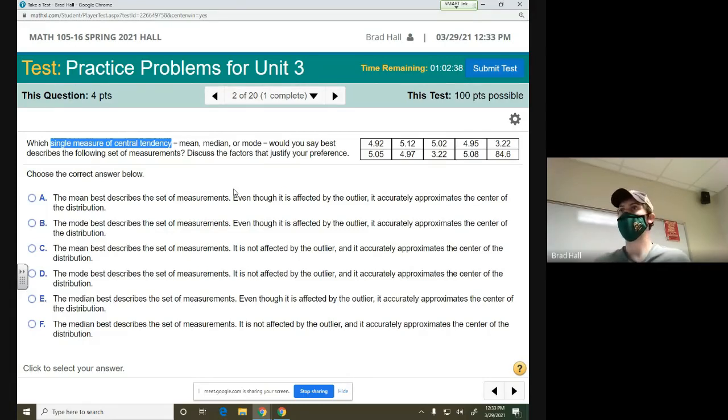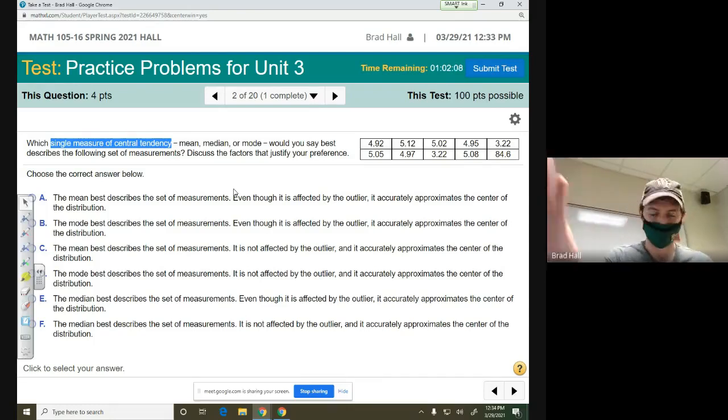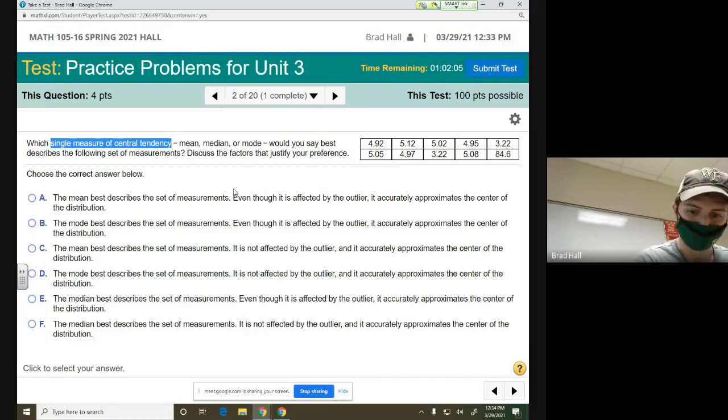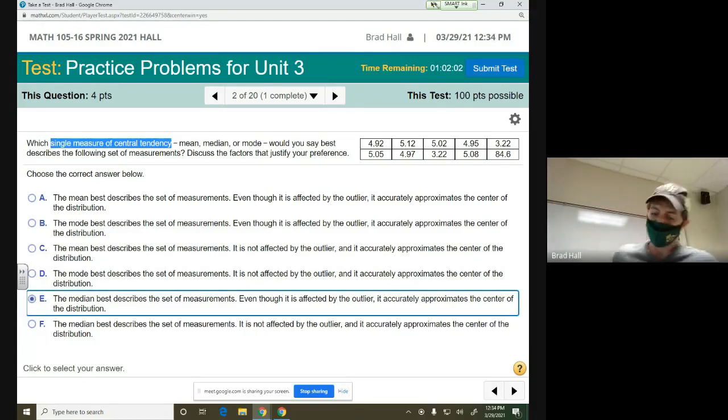E. What's that? E. You say D? Oh, E, sorry. So why E? Basically, because of what it says, it is affected by the outlier. Oh yeah, I guess that would make sense because of what it says. Yeah, that's a fair point. So yeah, definitely. Did you want to add something? Yeah, so I guess the median, because of exactly what it says. Definitely E because there's an outlier ultimately. There's an outlier. This guy right over here, that 84.6.